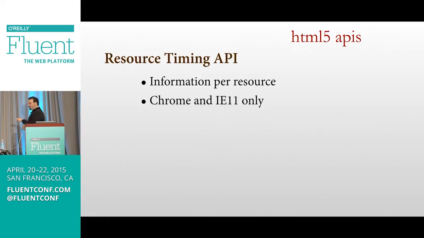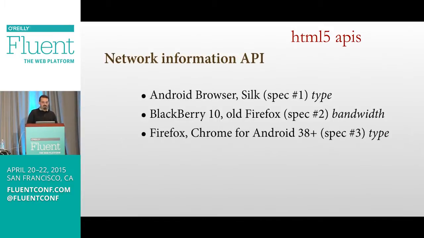And then we have resource timing API. So resource timing API, it's pretty much the same thing, but instead of getting information about the whole page load process, you get information per request. So on each HTML, CSS, JavaScript, JSON, or image that you are loading, you will receive information about times. Okay? It's only in Chrome and IE 11, unfortunately.